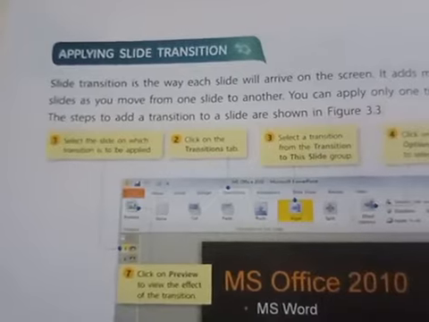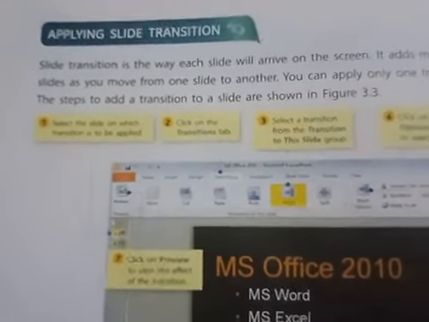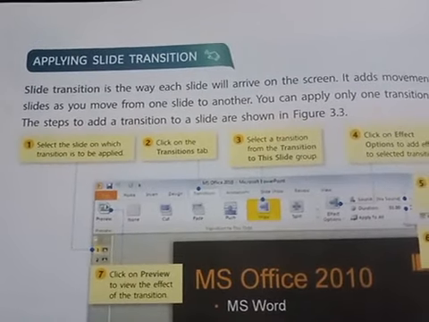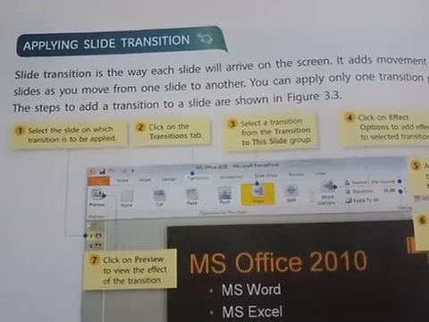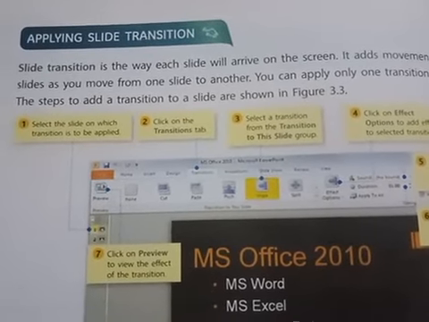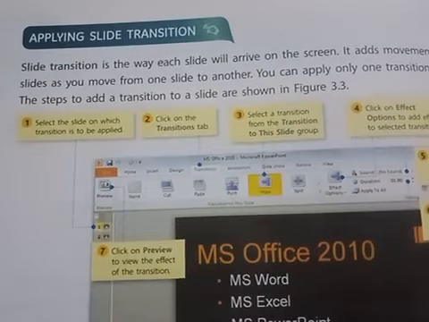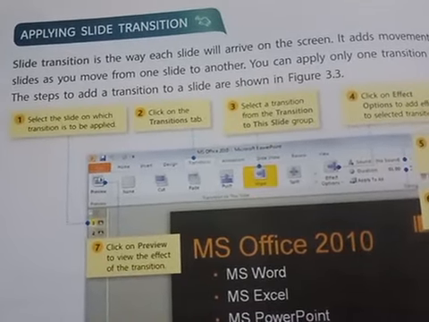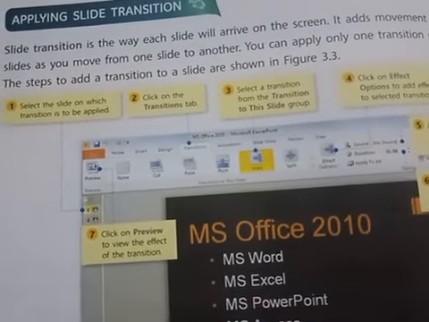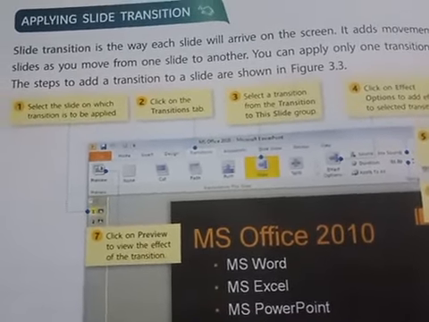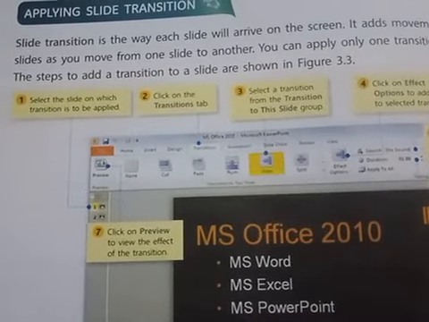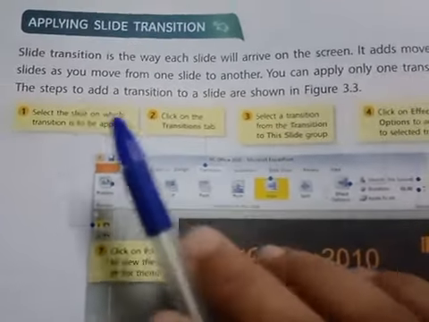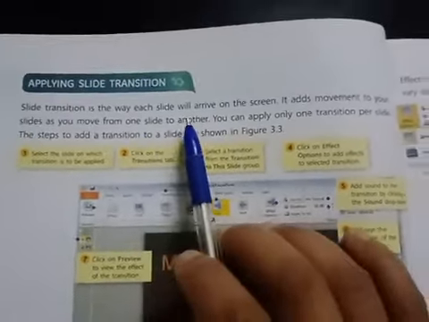Next topic is applying slide transitions. Last year in your previous class, we also discussed the concept of slide transition. Transition in between slides describes the movement from one slide to another slide. It defines the effects that occur at the time of transition from one slide to another. Slide transition is the way each slide will arrive on the screen.